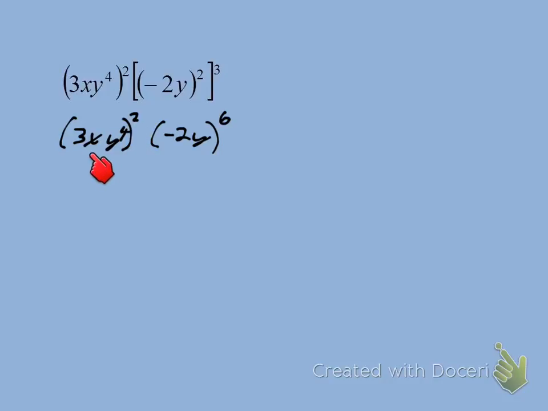So square 3xy to the 4th. So 3 squared gives you 9. X to the 2nd gives you x squared. And then y to the 4th times y to the 4th gives you y to the 8. Power, multiply there, okay? You only square your numbers themselves.